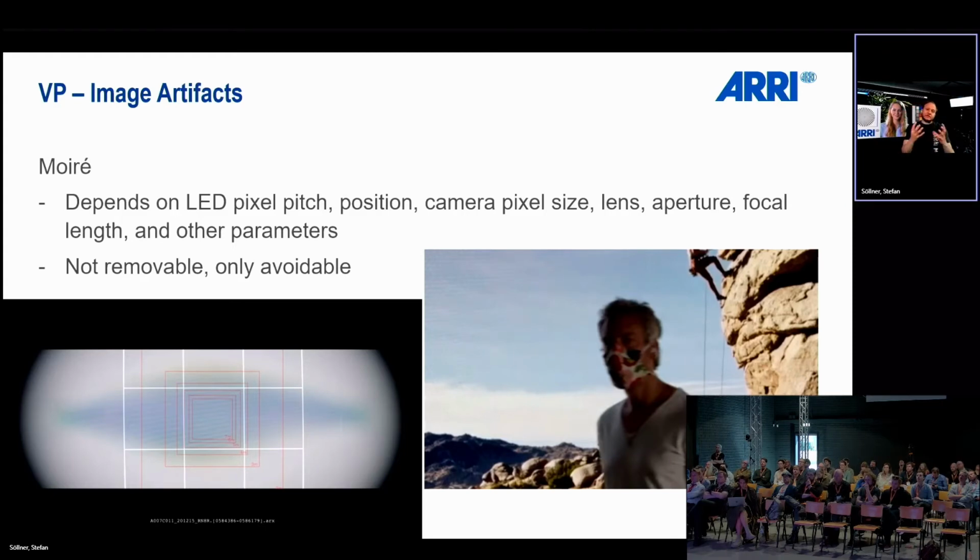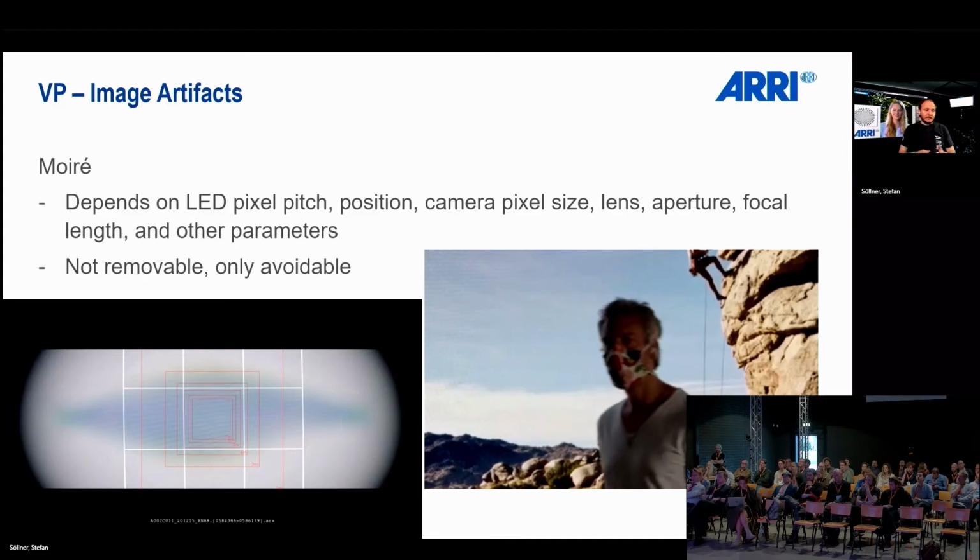It's a very difficult topic because Moiré is dependent on many, many parameters like the pixel pitch of the LED wall, the position of the camera in correlation to the LED wall, the camera pixel size, and the lens that you're using, its aperture, its focal length, and other parameters that can have an influence on Moiré. And this can be very obvious, as seen in those images here, but it also can be very subtle.